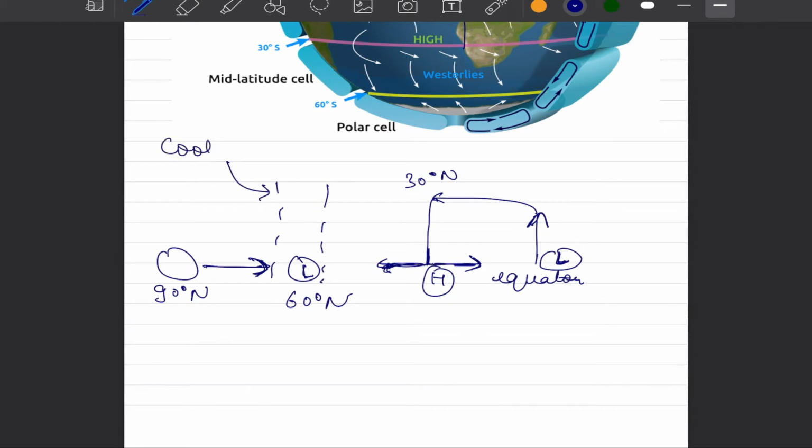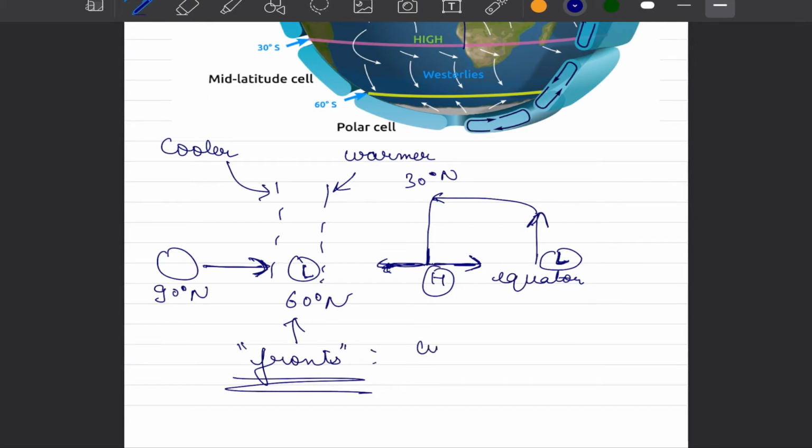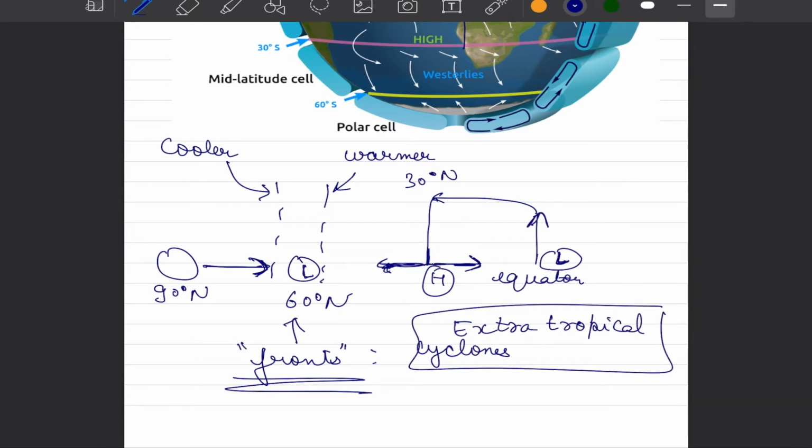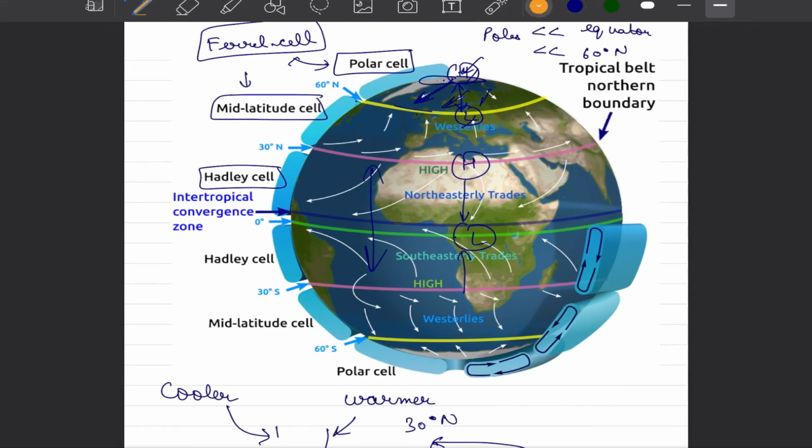So here we would have relatively cooler air, here we will have relatively warmer air, and whenever this cooler air and warmer air meet each other, it results in the creation of fronts. And fronts are very important as they guide the formation of cyclones, specifically extra tropical cyclones. Any cyclone formation that is happening outside the region of tropics. When we talk about the tropics, we are essentially talking about the area between 30 degrees north and 30 degrees south.